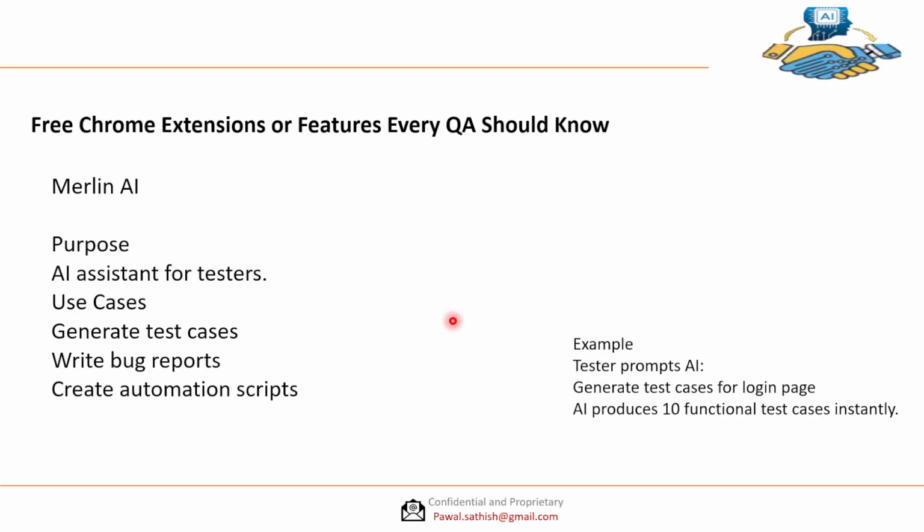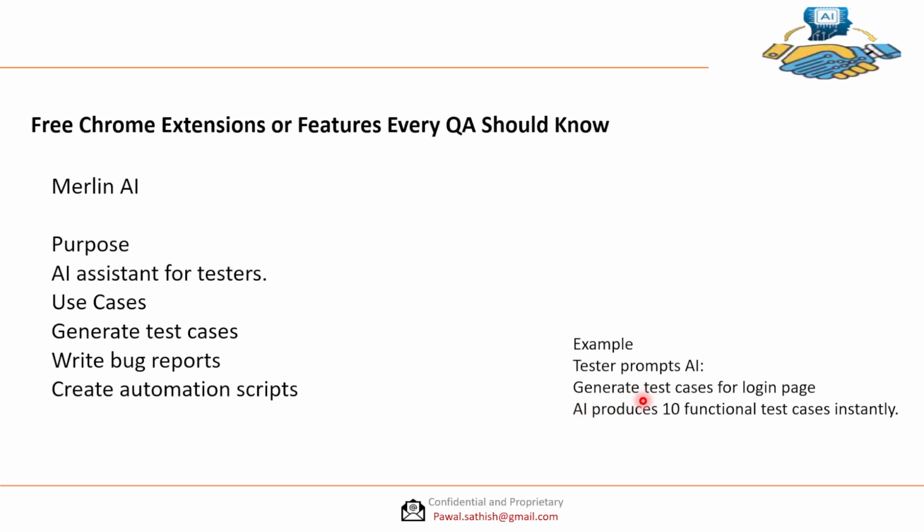Then next extension is AI, Merlin AI. It assists the tester to generate test cases, generate test data, and write a bug report. It is also useful for creating an automation script. This is similar to ChatGPT.